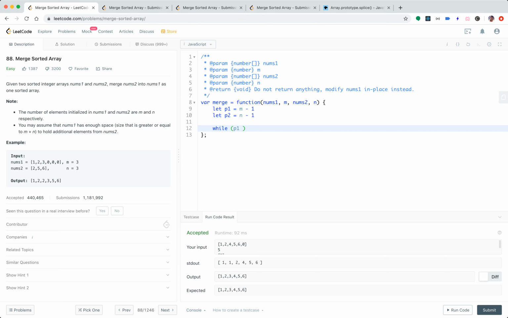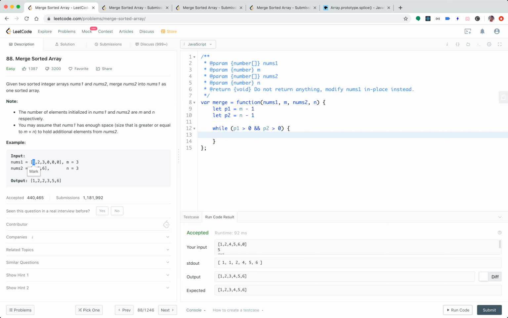Oh yeah, this is cool. While p is bigger than 0 and p1 is bigger than 0. If there is a case that... no, there's no case that both of them could be 0. One of them is 0, then let's say I got this one to 0.